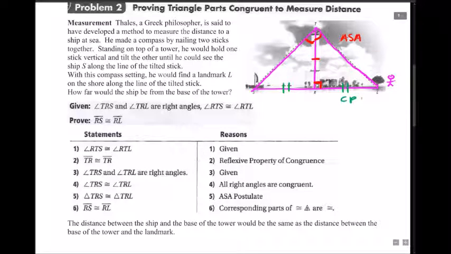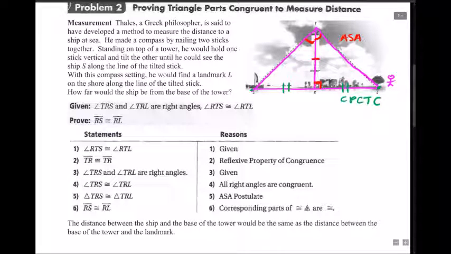corresponding parts of congruent triangles are congruent, because however far away the unpaid intern is, if these two angles up top are congruent, however far away you are over here, then you know that the ship is the same distance because corresponding parts are congruent. So let's look at our proof.